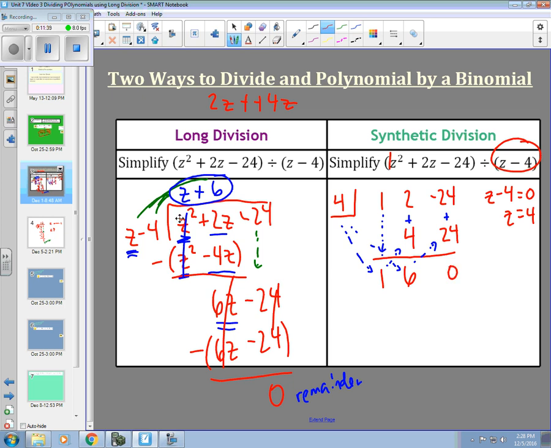This 0 here is similar to the 0 we got down here. That's the remainder that we got. There is no remainder. The 1 and 6 are the coefficients of our problem. Now you notice there's no variables with it, so you got to put the variables back in once you're finished here. Now you got to know what variables to put in.